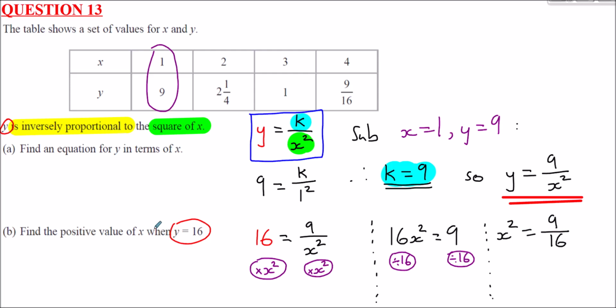We want the positive value of x when y is 16. We've got the square, so we can just undo the squaring by doing the square root. So x, the positive version of x, will be the positive answer to the square root of 9 over 16. If we're square rooting a fraction, we can just square root the top and then square root the bottom. The square root of 9 is 3. The square root of 16 is 4. And so the positive value of x is that x must equal 3/4 when y equals 16.